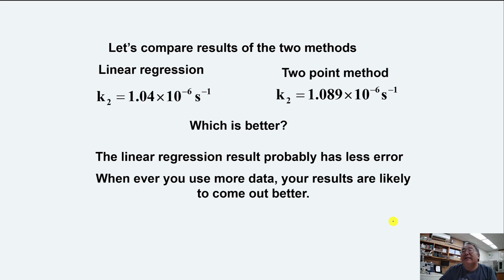Question is, which one's better? Well, it kind of depends on your needs and the precision that you need. But in general, linear regression is a better method because it takes into account all of the data points. There's more said about this in my typed notes, like which is better. But I think in general, if you can use all your data points, you're better off than just using two.